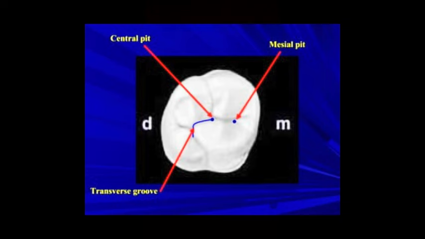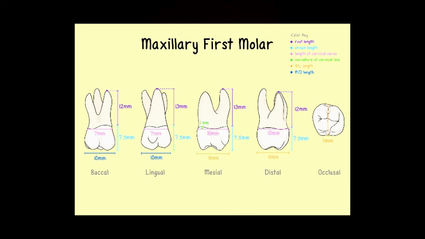Let's have a look at the first evidence of calcification at birth. Enamel is completed at 3 to 4 years, eruption at 6 years, and root completed at 9 to 10 years.